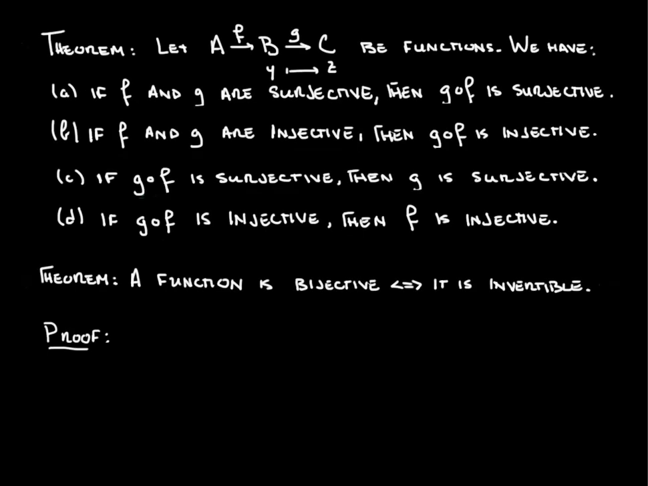In this video, we're going to go over a theorem which says that a function is bijective if and only if it is invertible. And to prove this, we're going to need a theorem on surjectivity, injectivity, and composition of functions. If you haven't seen the proof of this theorem, I have a link in the description.